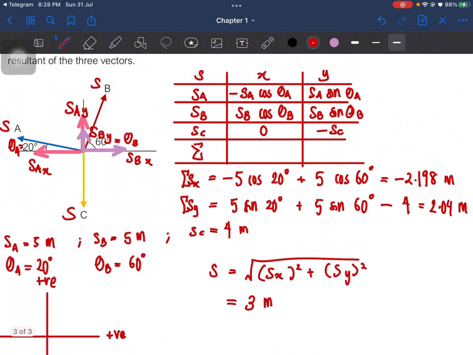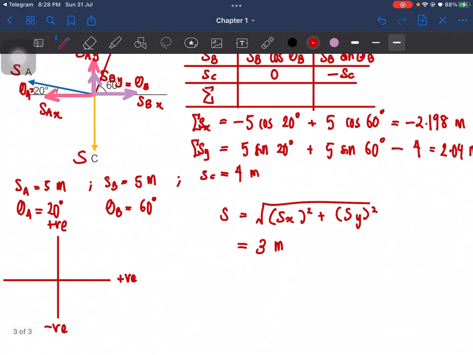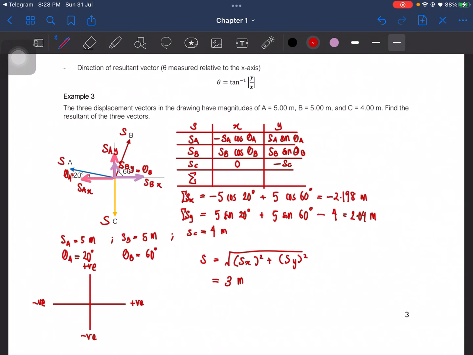Okay, now they ask for the resultant of the 3 vectors. So remember, it is a vector, so you also have to calculate the direction, the angle theta. So this is shift tangent. Y is what y just now? 2.04 divided by 2.198. So that is gonna be shift tangent 2.04 divided by 2.198. So you will get 42.86 degree.